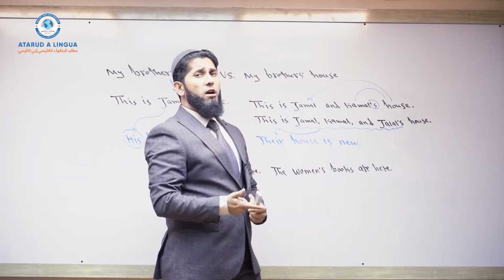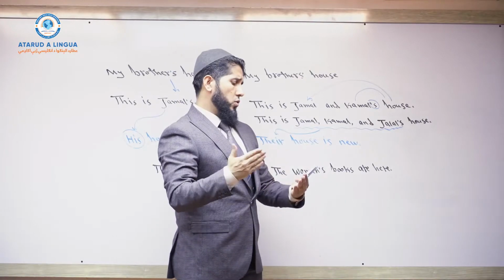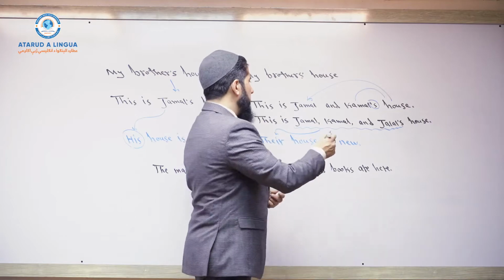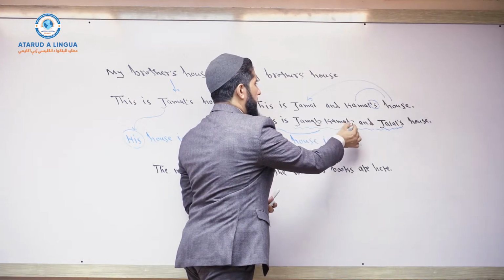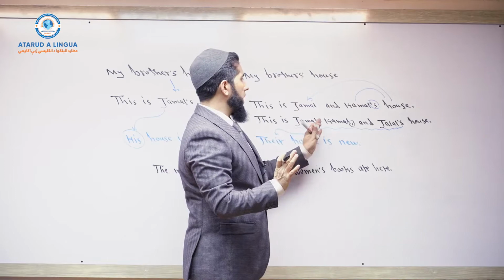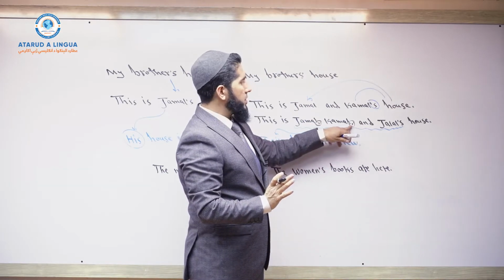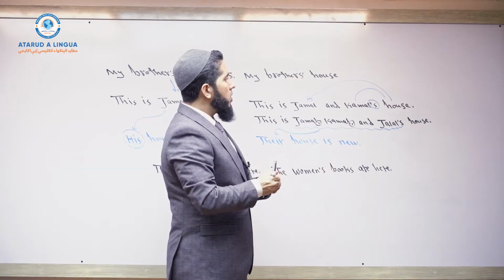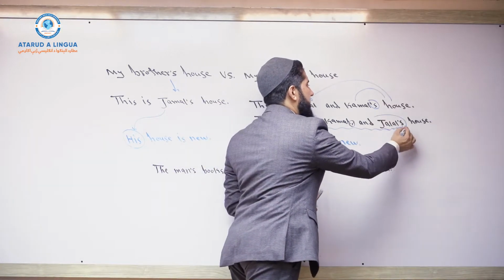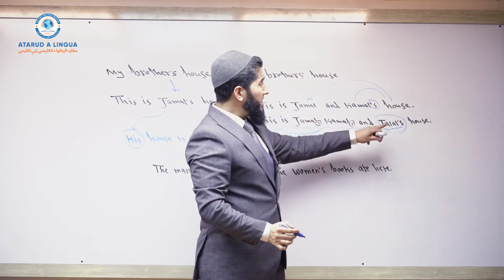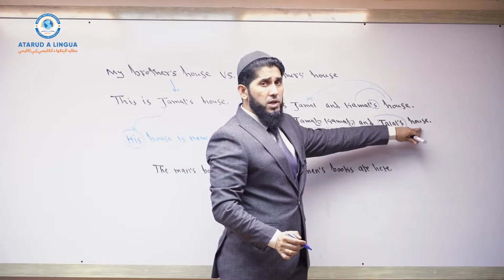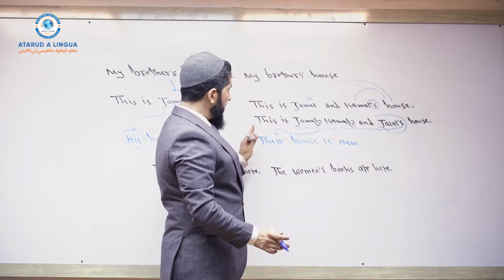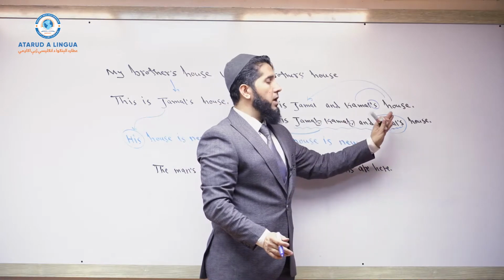Now, if you have more than two nouns, if you have a list of more than two nouns, you need a comma between the first two nouns, and the comma before this conjunction is kind of optional. You may use it, you may not use it. But apostrophe s should be used with the last noun. And this apostrophe s shows the ownership of this house to all of these three people. So this is Jamal, Kamal, and Jalal's house.